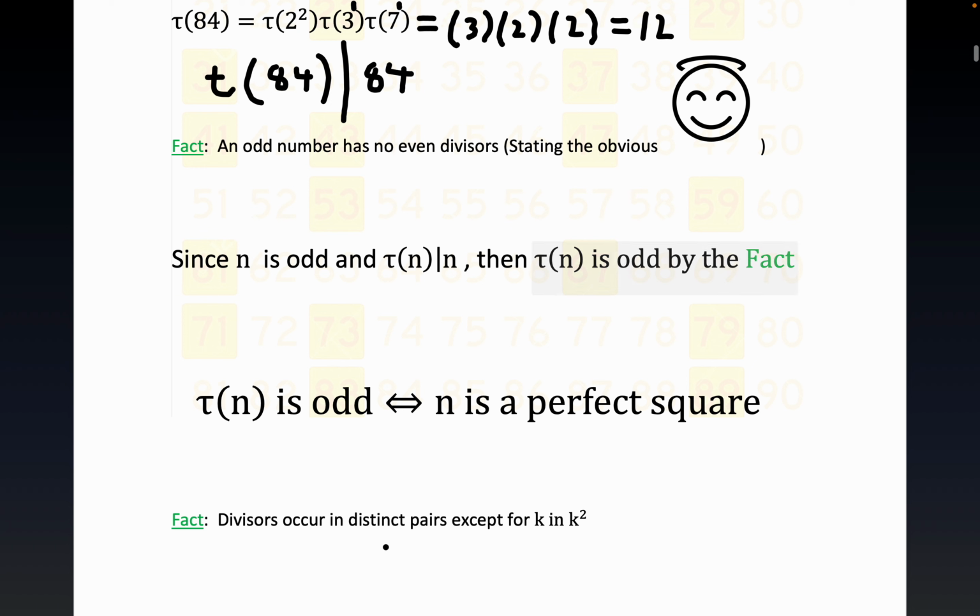Okay, and that's simply because divisors occur in pairs, except in perfect squares where the square root would be just one divisor and all the others would pair up, and they would sum up to an odd number, right? So we've actually proved the result. Tau of n is odd by the fact. Tau of n odd implies n is a perfect square, and so we're QED time.